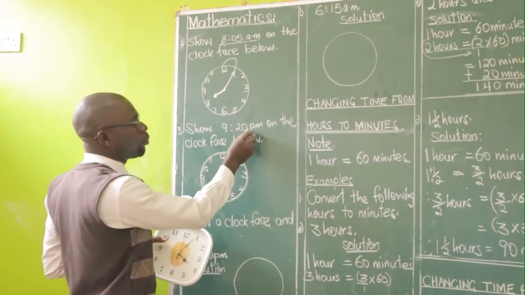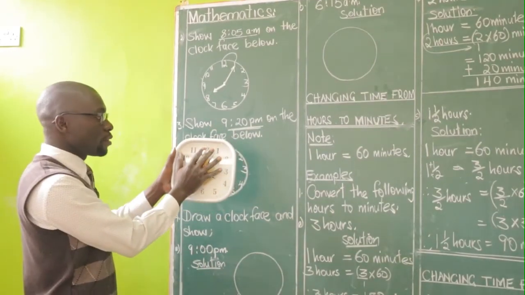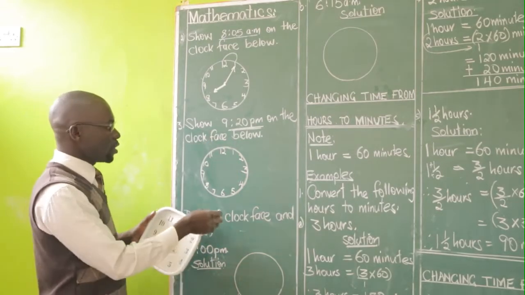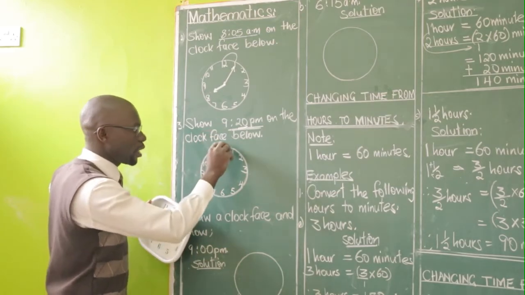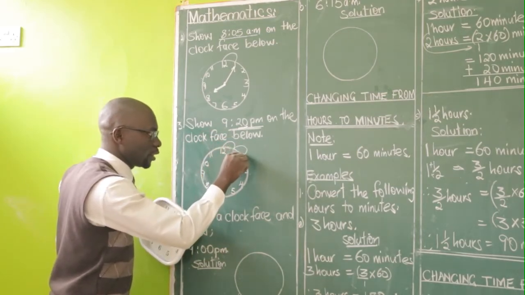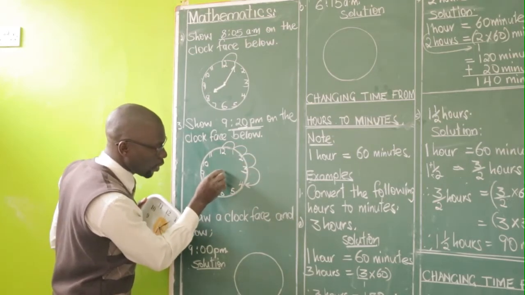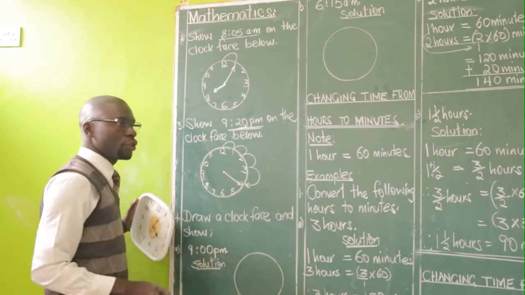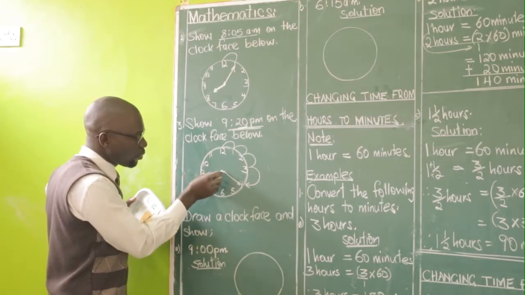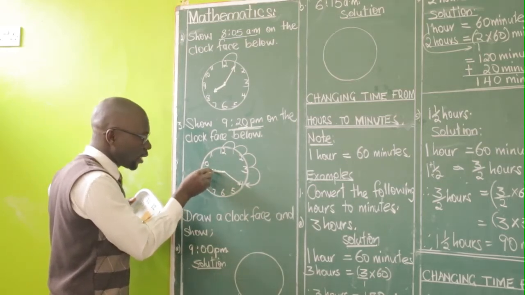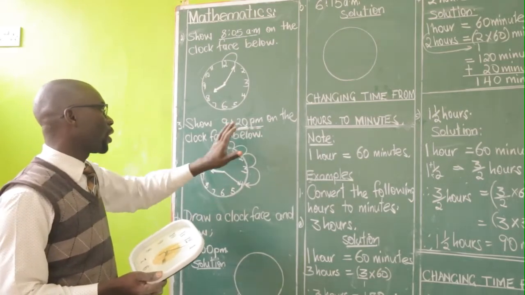Show 9:20 p.m. This is night time, but according to our clock face, it will not show whether it is morning or afternoon or night time. So this is 9:20, so 20 minutes past 9. We are going to show and say 5, 10, 15, 20. So our minute hand will come and point at 4 to show 20 minutes. And then the hour hand will not be between 10 and 9, but slightly after 9. So that is 9:20 p.m. on the clock face.